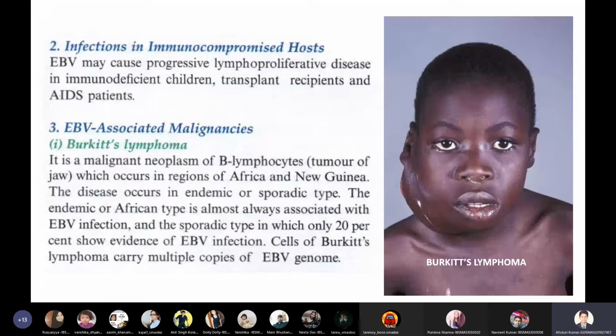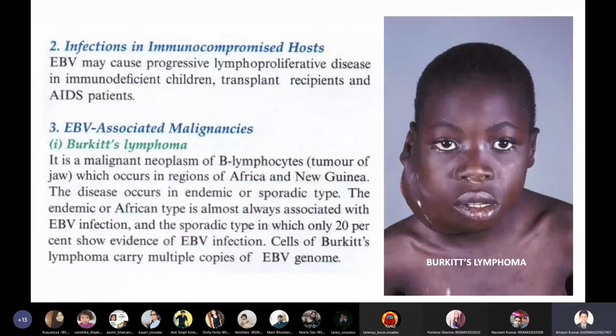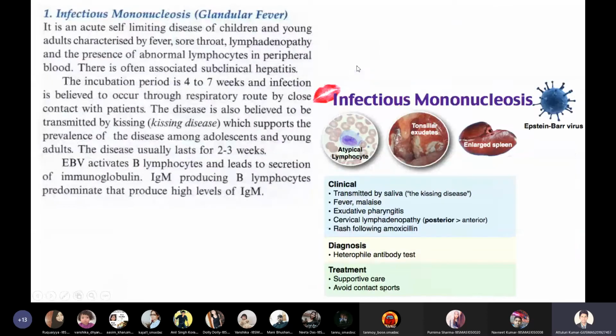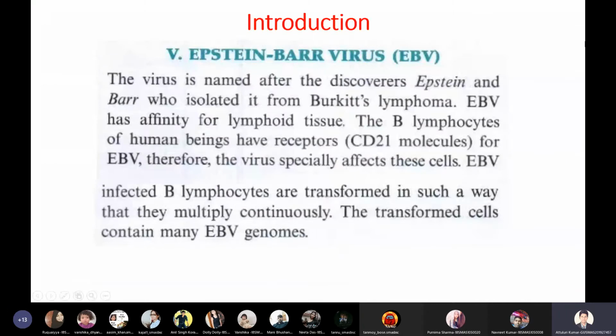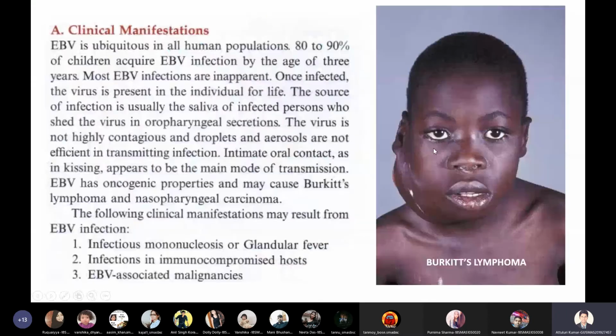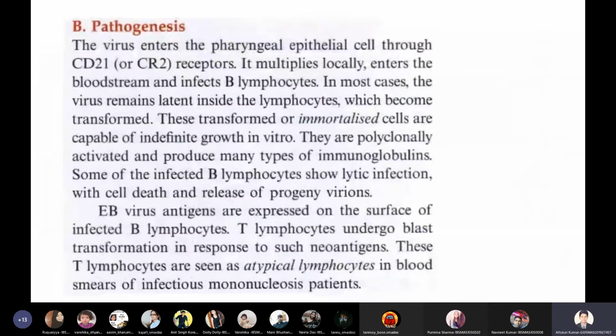So these are the clinical conditions we can see in Epstein-Barr virus infected patients. Okay, so nasopharyngeal carcinoma, as I said, then B-cell carcinoma, Burkitt's lymphoma, then opportunistic infection in immunocompromised hosts such as AIDS patients, and it can also cause a disease called glandular fever or infectious mononucleosis. This virus attacks the B cells by targeting a specific receptor called CD21. With the help of this CD21 receptor, the virus enters the B cells and causes the following clinical manifestations. Then let us see the pathogenesis of Epstein-Barr virus.